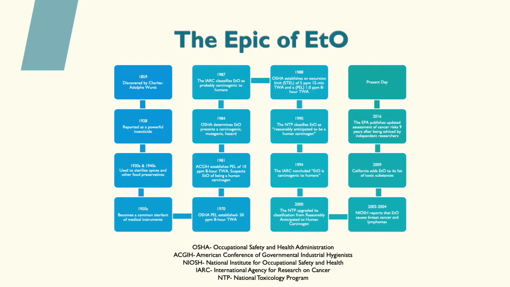So to summarize the roller coaster ride of ETO: from 50 parts per million and maybe causing cancer, to 1 part per million or even lower in some instances, and causing cancer. This has contributed to hospitals decommissioning ETO sterilizers and moving over to hydrogen peroxide because of faster cycle times and the perception that hydrogen peroxide is not harmful.